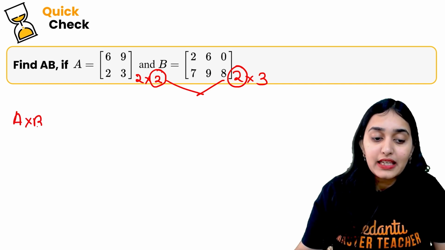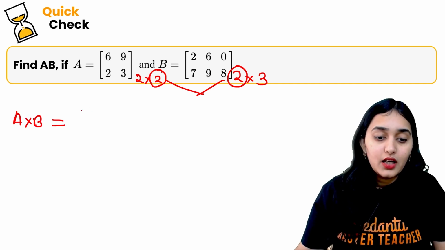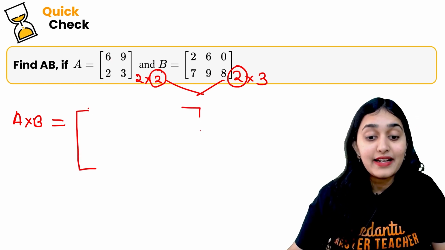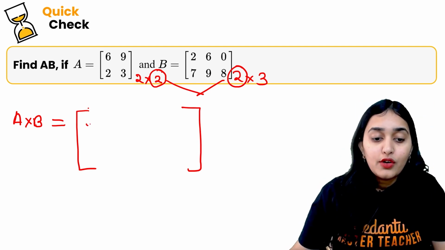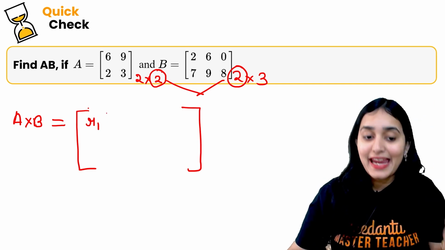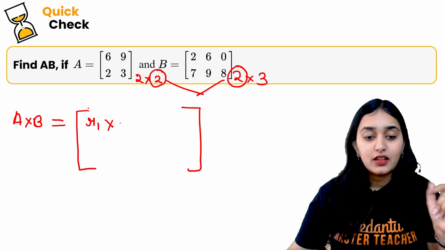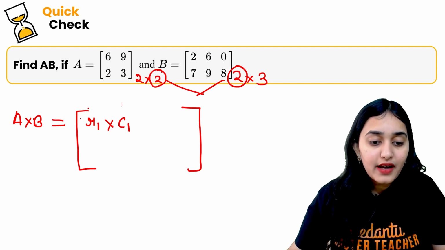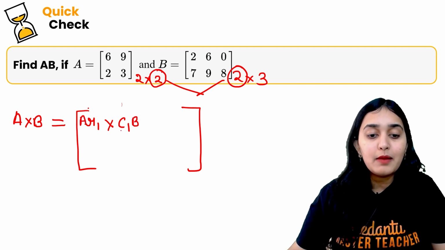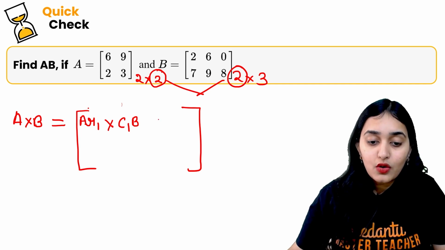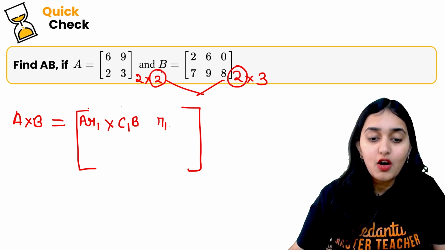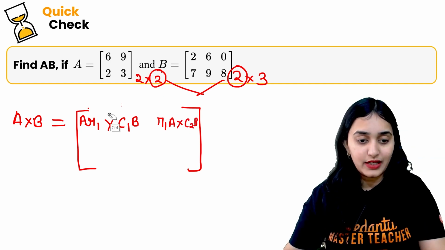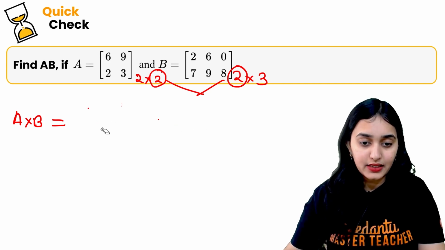A into B will be equal to, for here, how you multiply is, let me just first write down the formula for you. Okay. Row number 1 of A multiplied with column number 1 of B. Okay. Row 1 of A multiplied with column 1 of B. Again, row 1 of A multiplied with column 2 of B, and so on. So, let me show you with the example here.